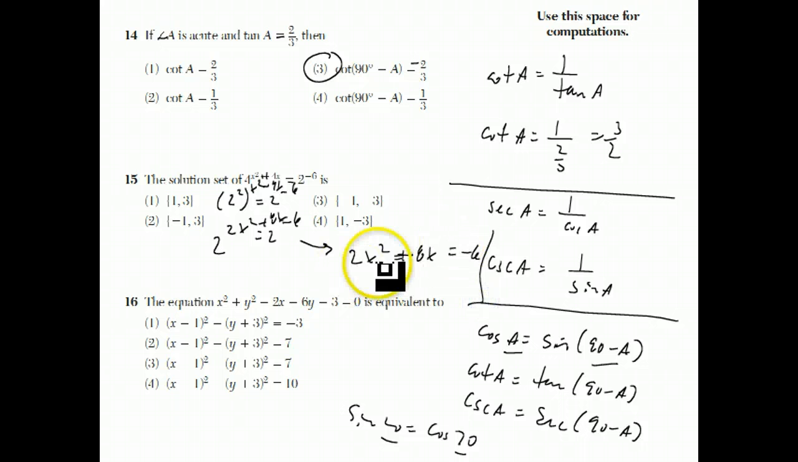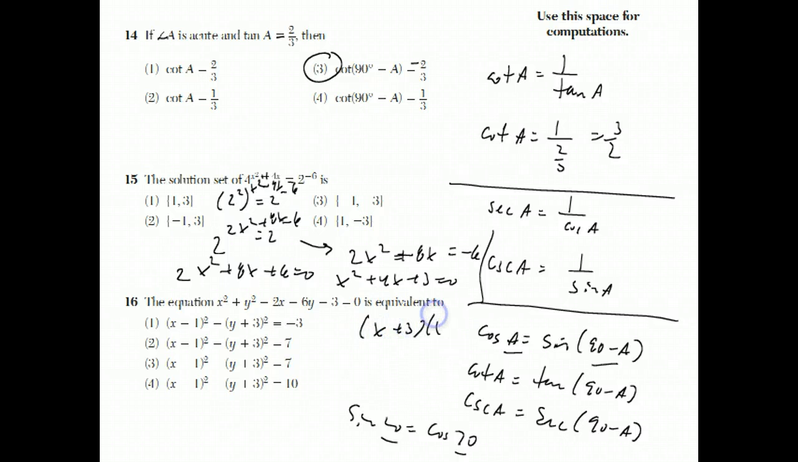This is a quadratic equation. Bring everything over to one side. 2x squared plus 8x plus 6 equals 0. Divide everything by 2. X squared plus 4x plus 3 equals 0. This thing factors to x plus 3, x plus 1 equals 0. So x equals minus 3 or minus 1. That's actually choice 3. This minus didn't come out too.